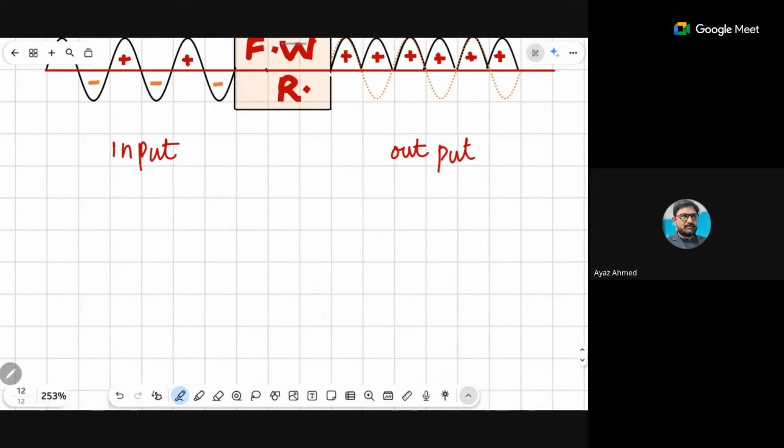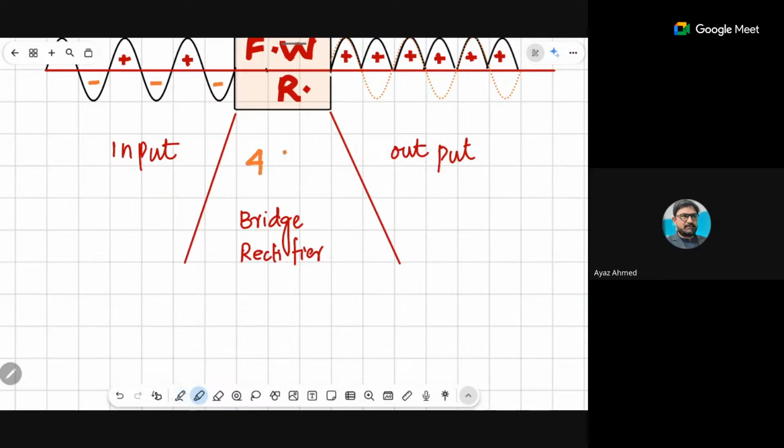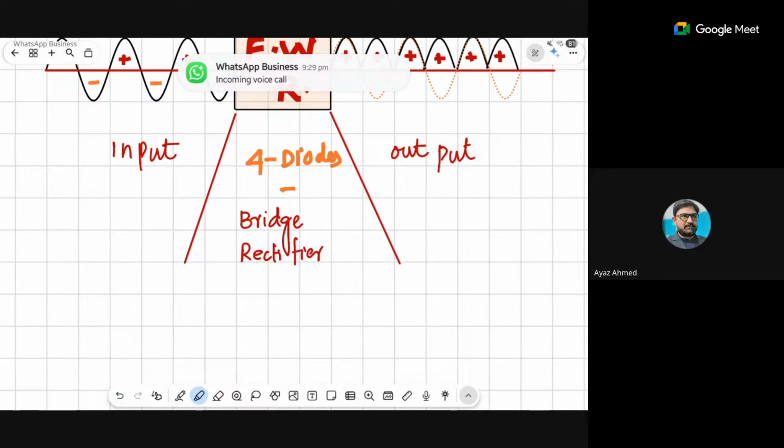Now the question is, what is this full wave rectifier? This full wave rectifier is called a bridge rectifier. What do we call it? A bridge rectifier. And that bridge rectifier consists of four diodes. How many diodes are there? There are four diodes, and these four diodes make a complete bridge rectifier for you.